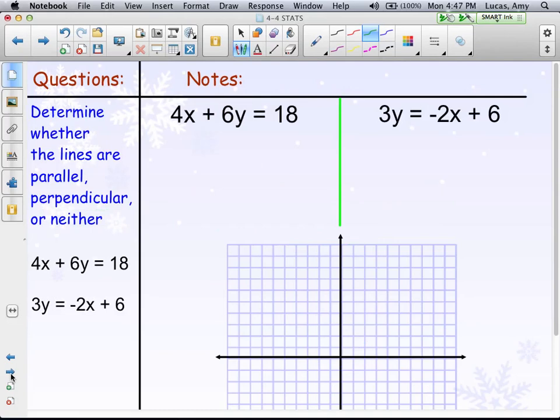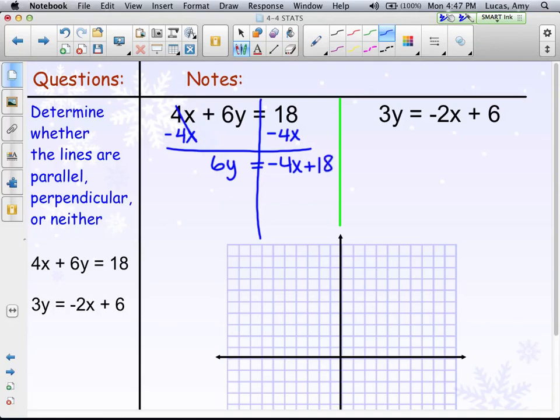Okay, the next one. My first equation, I'm going to have to subtract 4x on both sides. So 6y equals negative 4x plus 18. And then divide everything by the 6. So y equals, my slope reduces to negative 2/3, and then my intercept reduces to 3. So start out at 3 on the y-axis, down 2 over 3. And here's my first line.